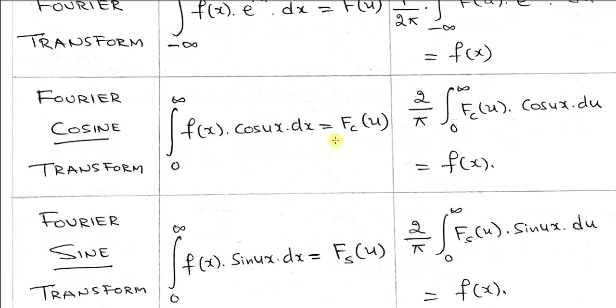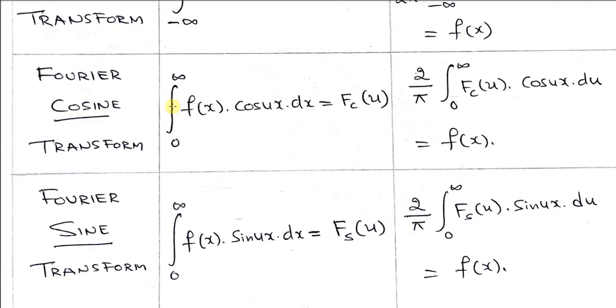One is the Fourier cosine transform, and the formula is integration 0 to infinity f of x cos ux dx, and the notation is Fc of u. If you want to find the inverse Fourier cosine transform, the formula is 2 by pi integration 0 to infinity Fc of u cos ux du, and as usual the notation is f of x.